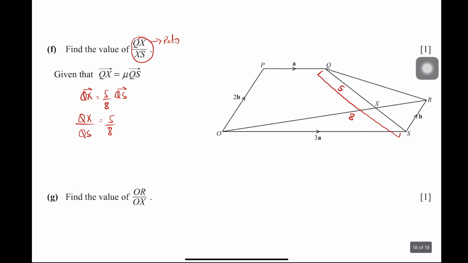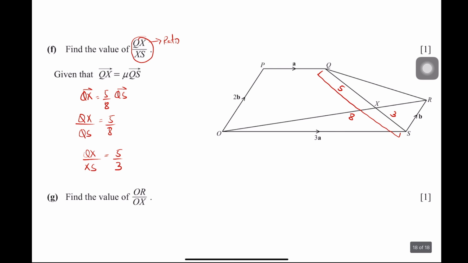3. 3. There you go. What did you do? 8 minus 5. Okay, so now do we have enough information? Yes, we do. Qx over xs are in the ratio 5:3. And there you go. That's it. That's your answer.